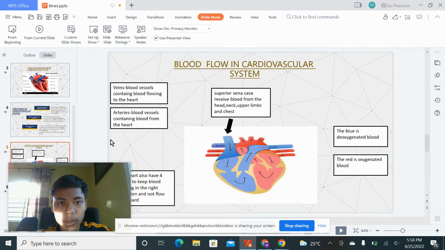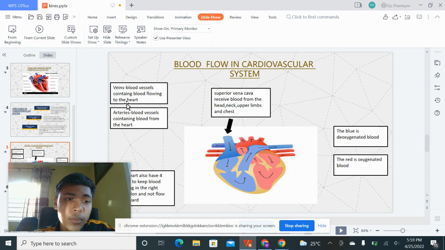Next is blood flow in cardiovascular system. Okay, you can look at the picture. The blue is representative of deoxygenated blood, while the red is oxygenated blood. The blue is representative of blood vessel containing deoxygenated blood, while the red blood vessel have oxygenated blood fresh from the lung.